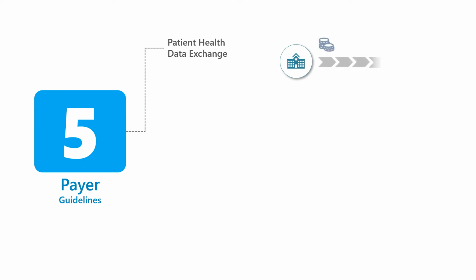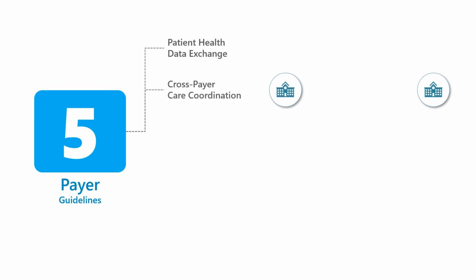We now see the guidelines for payers. The first guideline is around the exchange of patient health data. Payers need to share information like claims, encounters, cost-sharing data, and any other health information related to the patient, using APIs. FHIR enablement is an important step towards creation of these APIs.